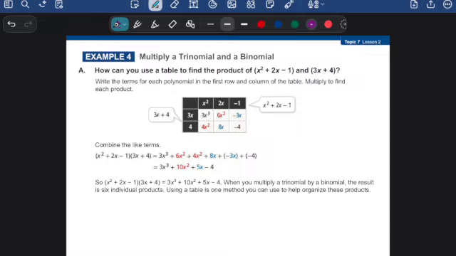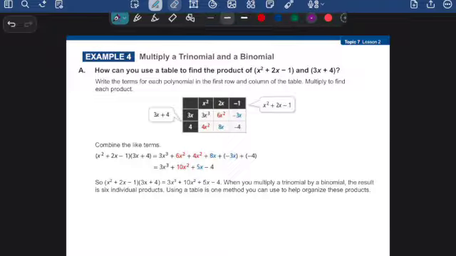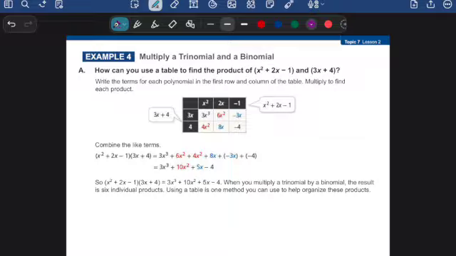Example 4. What about multiplying a trinomial and a binomial? So like I said, sometimes our first polynomial can be more than 2 terms, and we're just going to apply the same rules. So you can see they set it up like an area model. They wrote the first polynomial up at the top, the second one going down the side, and they did the area model the same. So fill out the area of each.